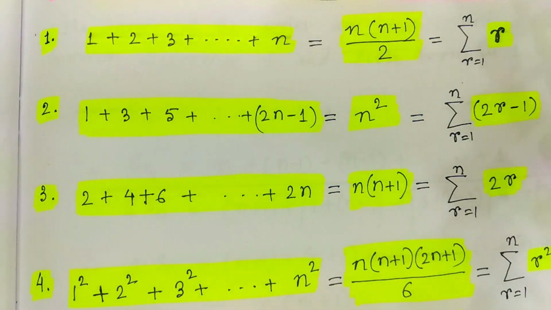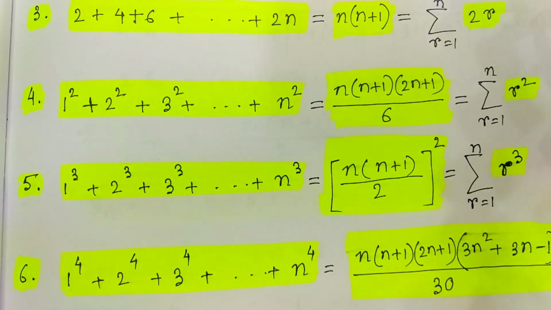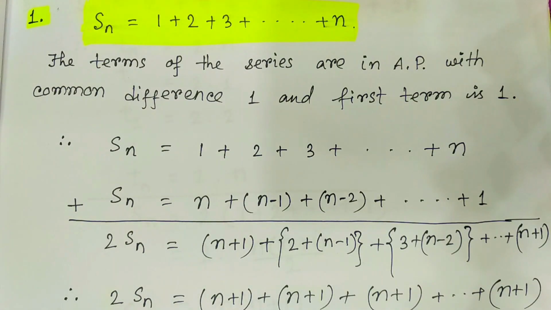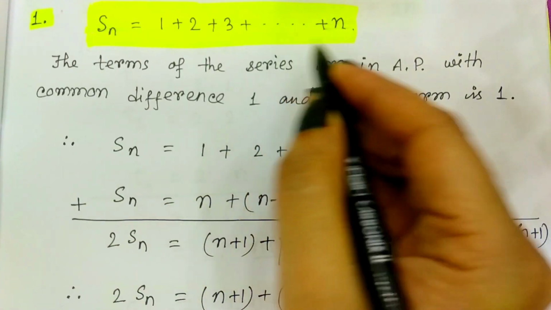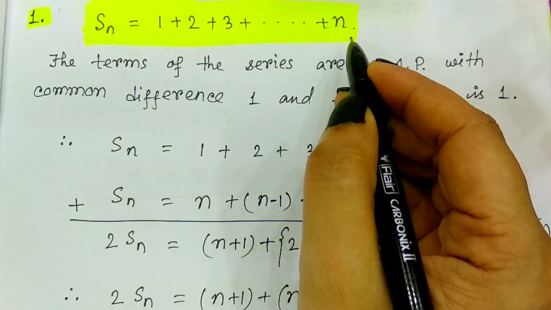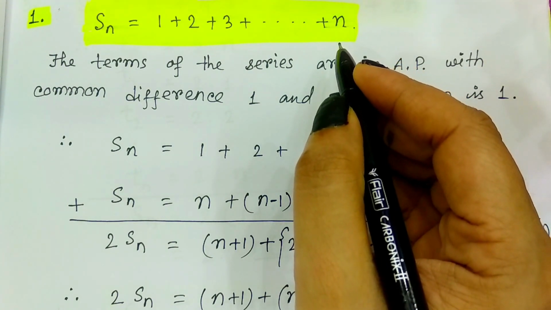So how do we get all those summations Sn? That is what we are going to prove here. If we consider the first one, Sn is equal to 1 plus 2 plus 3, in this way up to n. We know the formula for this one is n into n plus 1 by 2. But how will we get this?